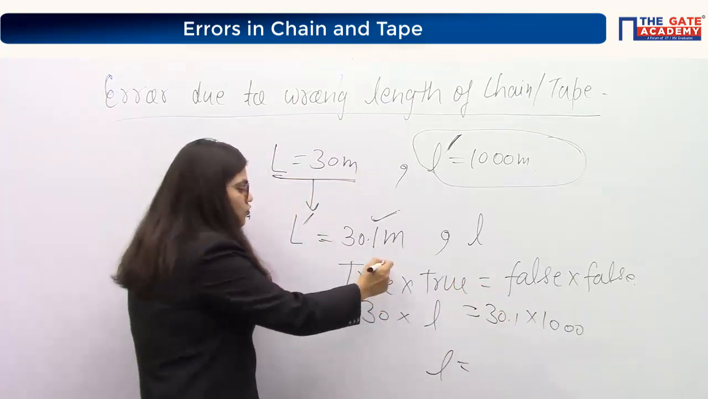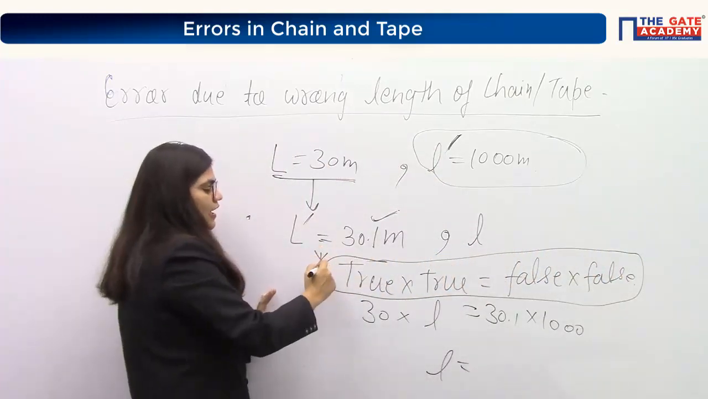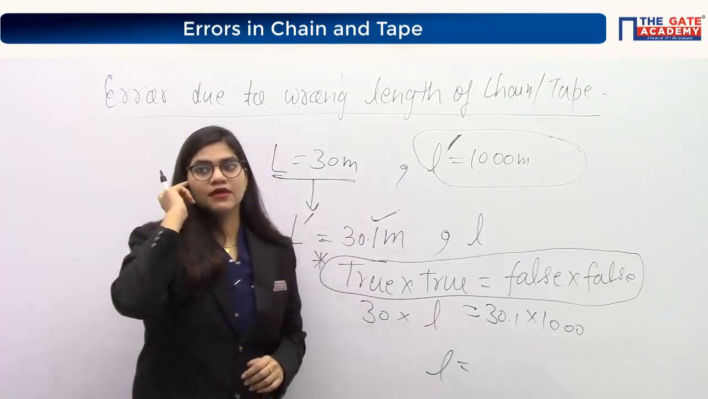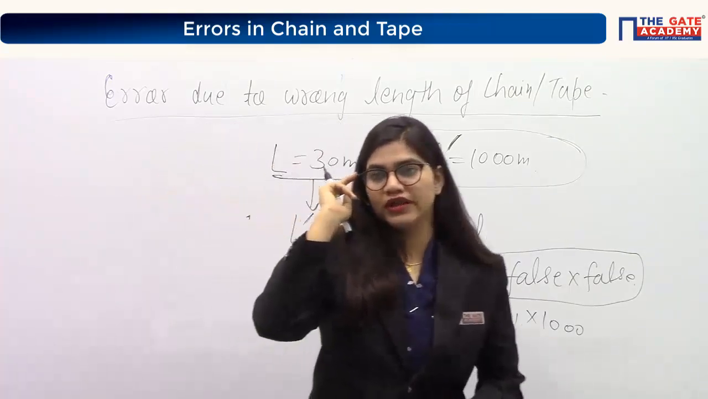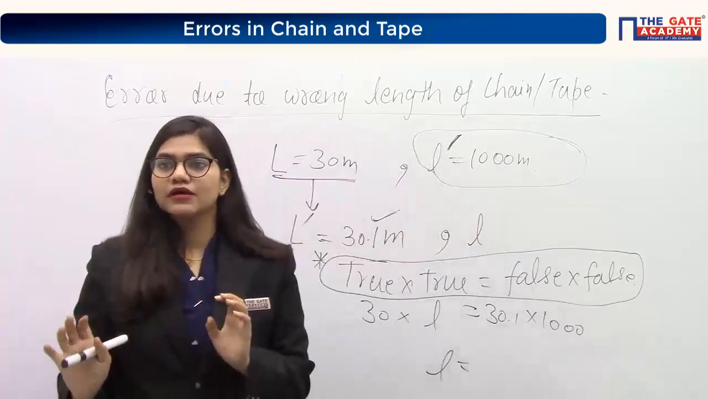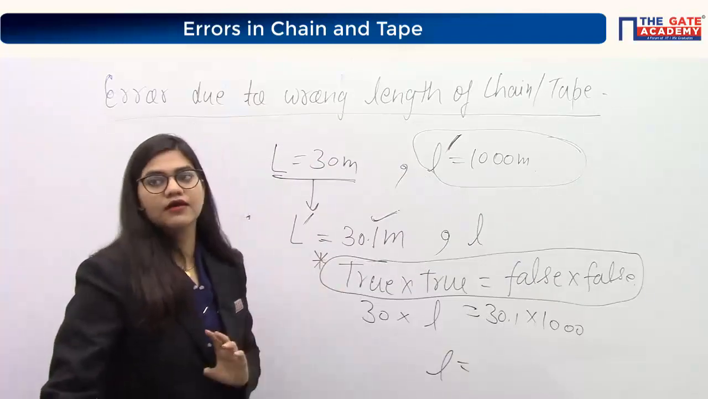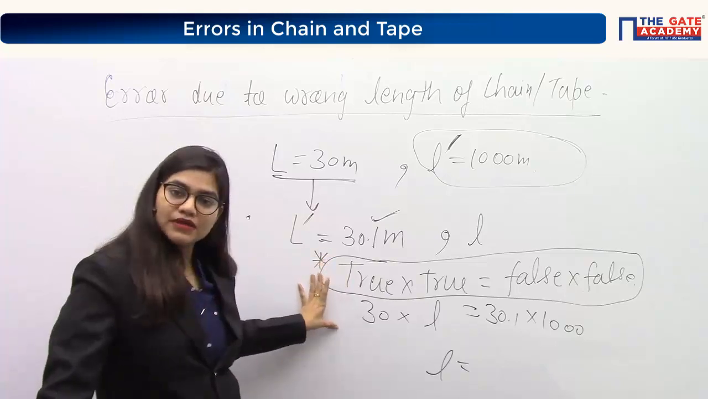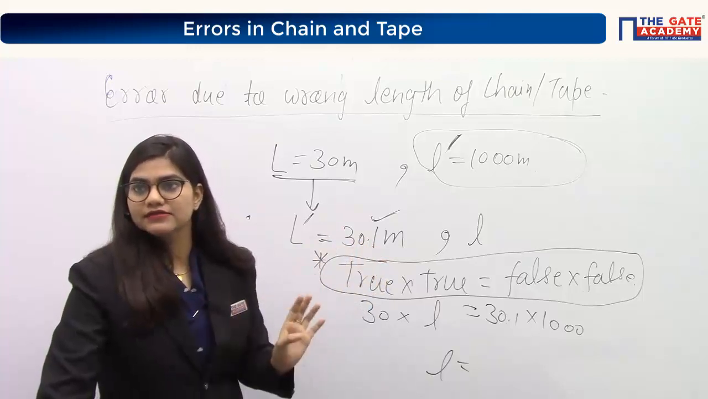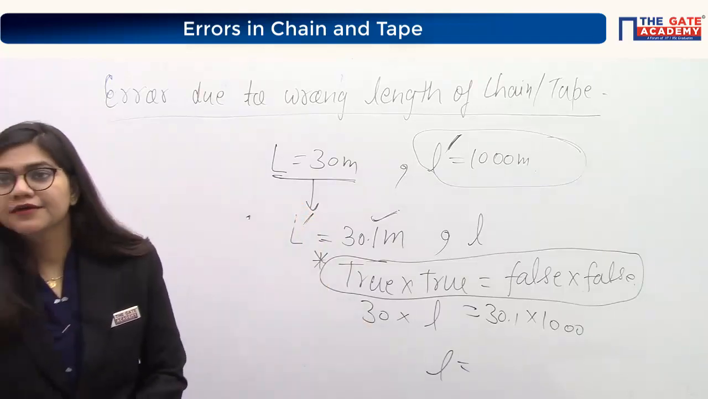Okay, so by using this formula, you can get the actual length of the field. Okay, is it clear? Yes, this is the shortcut. There is no need of mugging up the formula. I told you in the starting that I won't ask you to mug up any formula. So this is the shortcut. Just remember this thing, true into true is equal to false into false. That's it, nothing else. Okay, is it clear? This concept is clear, right?